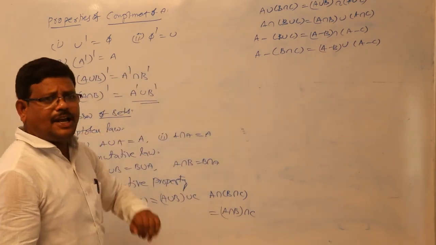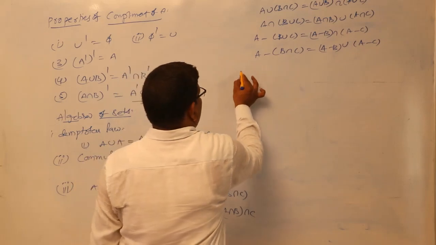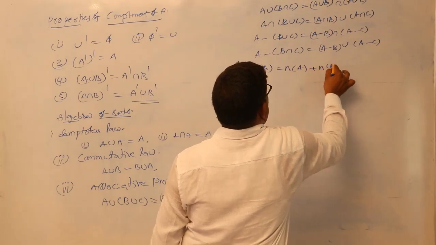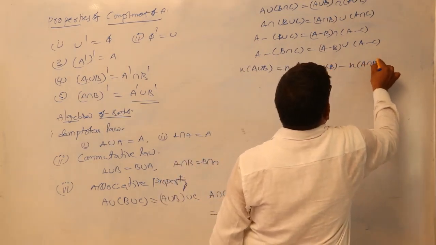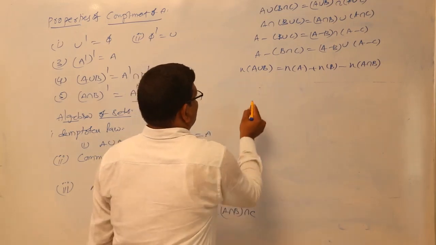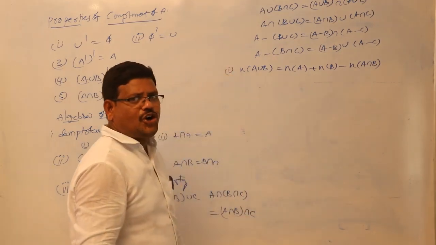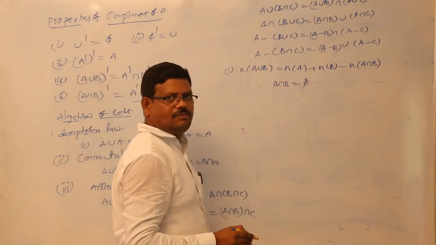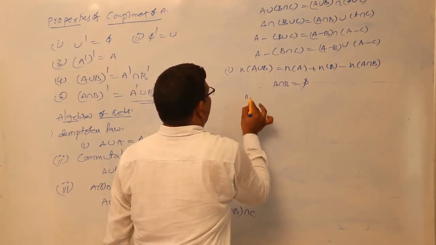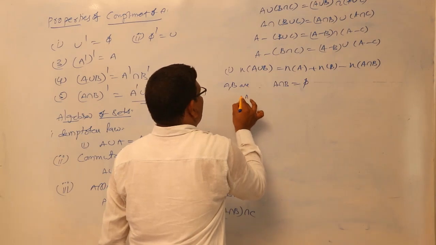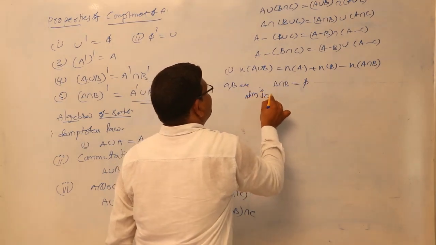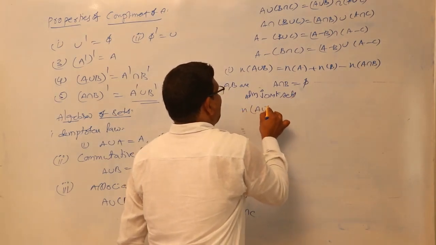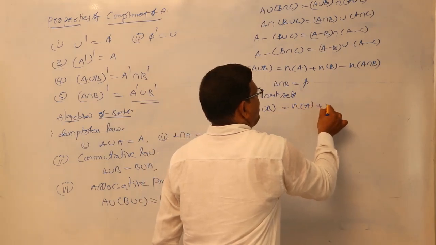Next, if A and B are two sets, then the number of A union B equals number of A plus number of B minus number of A intersection B. If A and B are two disjoint sets, then we know that A intersection B equals pi. Then the number of A union B equals number of A plus number of B.